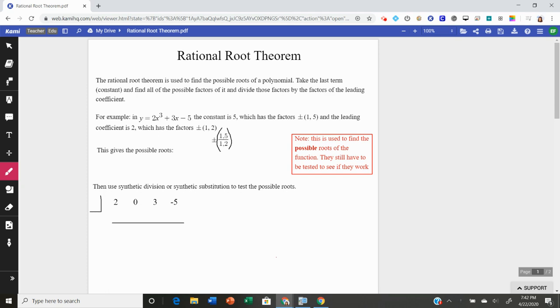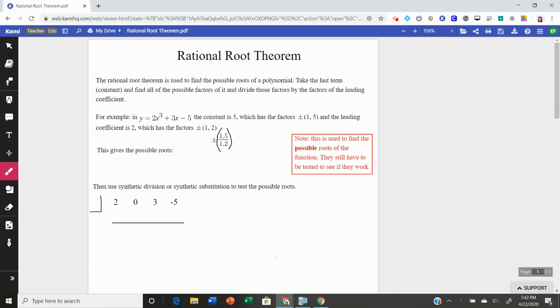Hello everyone, today we're going to be talking about our rational root theorem. Up until this point I've given you one factor and therefore you could figure out one root of a polynomial, and then from there use that information in order to figure out the other roots. So today we're going to be starting basically from scratch.